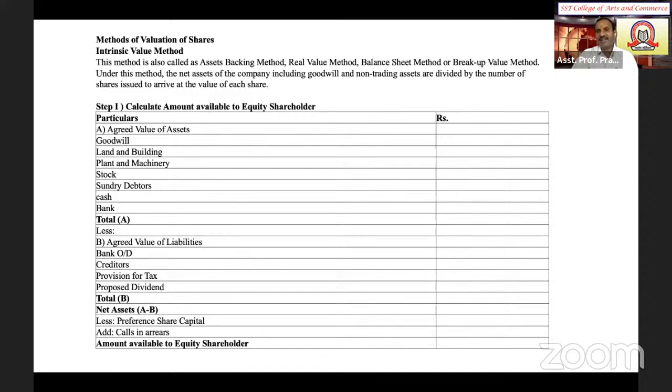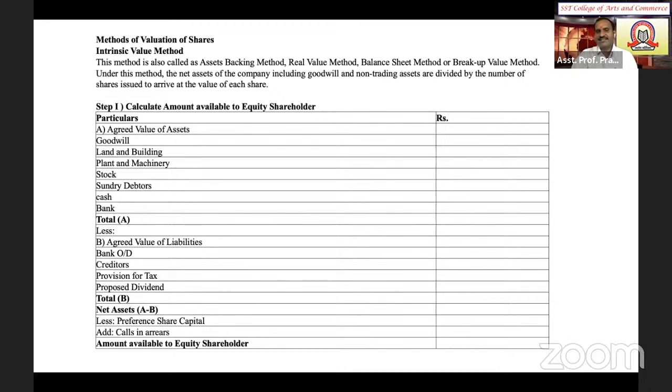Now here, agreed value of assets, most of the students get confused about which is the agreed value and which is the book value. My dear students, the values given inside the balance sheet of the question are book values, and the values in the information given below the balance sheet are what we call agreed values. So here, agreed value of assets minus agreed value of liabilities, then you will get net assets.